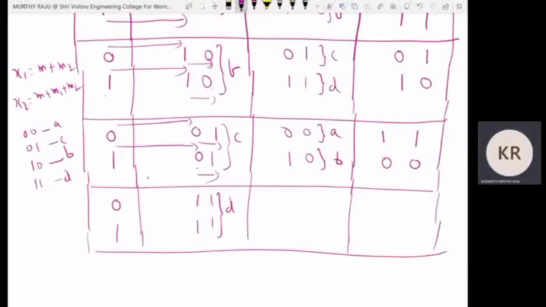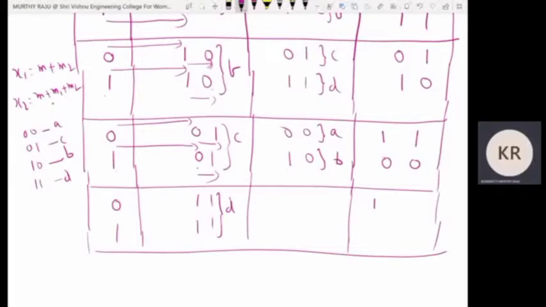This is the M bit. x1 is M exclusive OR with M2. Here M bit is 0, M2 bit is 1. 0 exclusive OR with 1 is 1. Whenever bits are different, the output is 1. When bits are the same, two zeros, output is 0; two ones, output is 0.